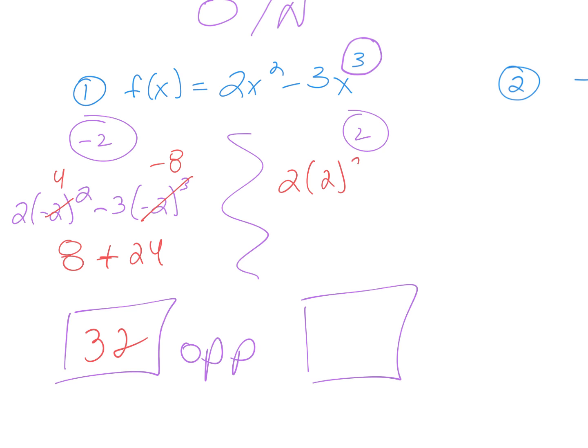So I have 2 times 2 squared minus 3 times 2 cubed. Well, 2 cubed is 8. Negative 3 times 8 is negative 24. Over here, 2 squared is 4, and 4 times 2 is 8. What's 8 minus 24? What's 8 minus 24? Sixteen?